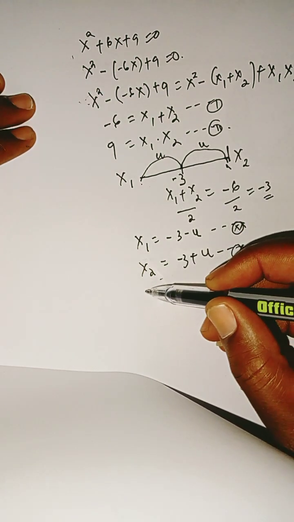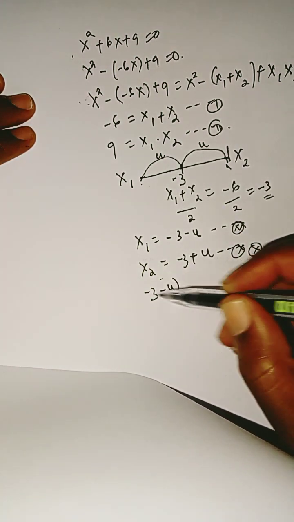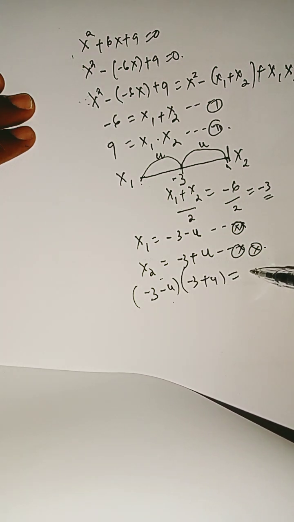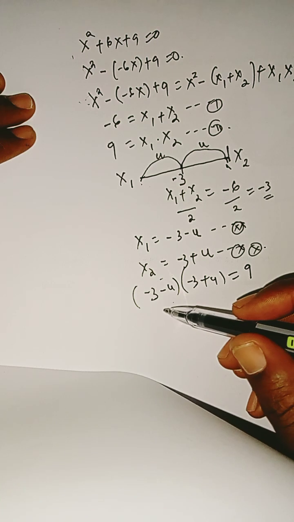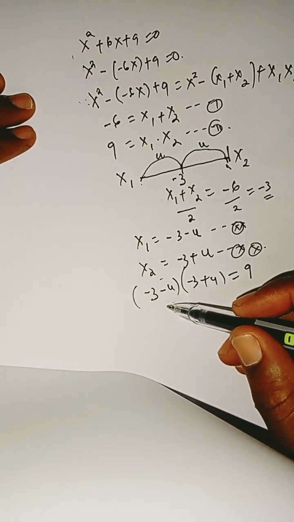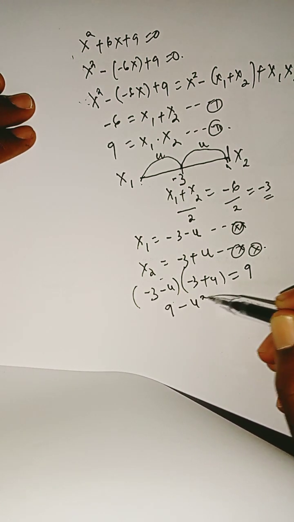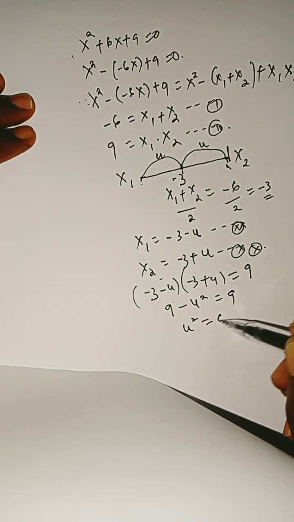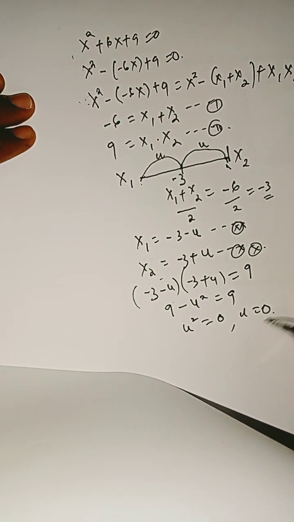So we say (minus 3 minus u) times (minus 3 plus u), and we multiply those two and equate to 9. When you do that, this is quite trivial because this is 9 minus u squared equals 9. It goes without saying that u squared is 0, so u is nothing but 0.